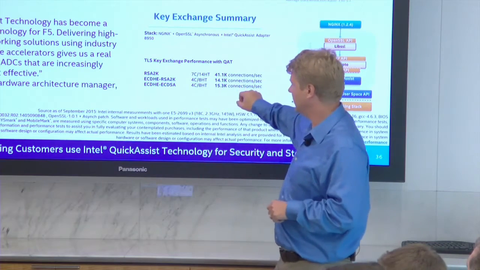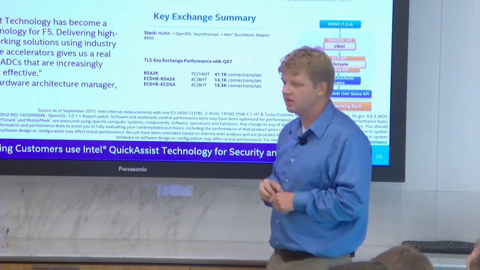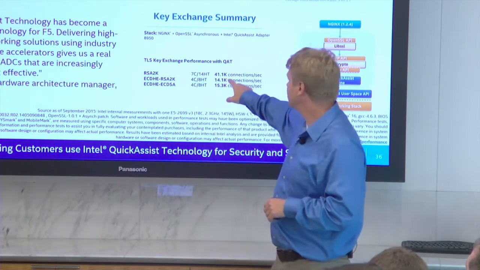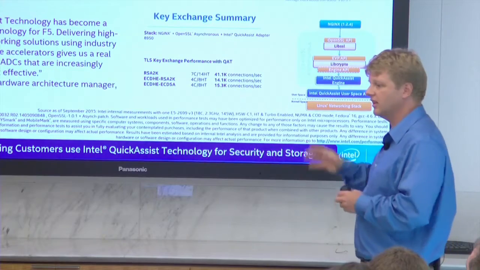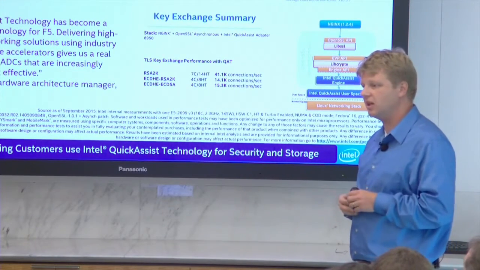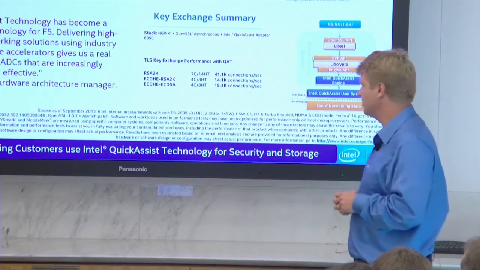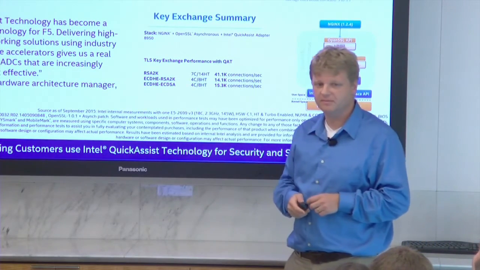So we'd be expecting that for RSA 2K operations, right now it takes 7 cores or 14 hyperthreads to get 41,000 connections per second using RSA 2K. And I'll show you some graphs later on as to what per-core numbers you'll get using software on a Haswell-based system. This was on a E5-2699 v3.